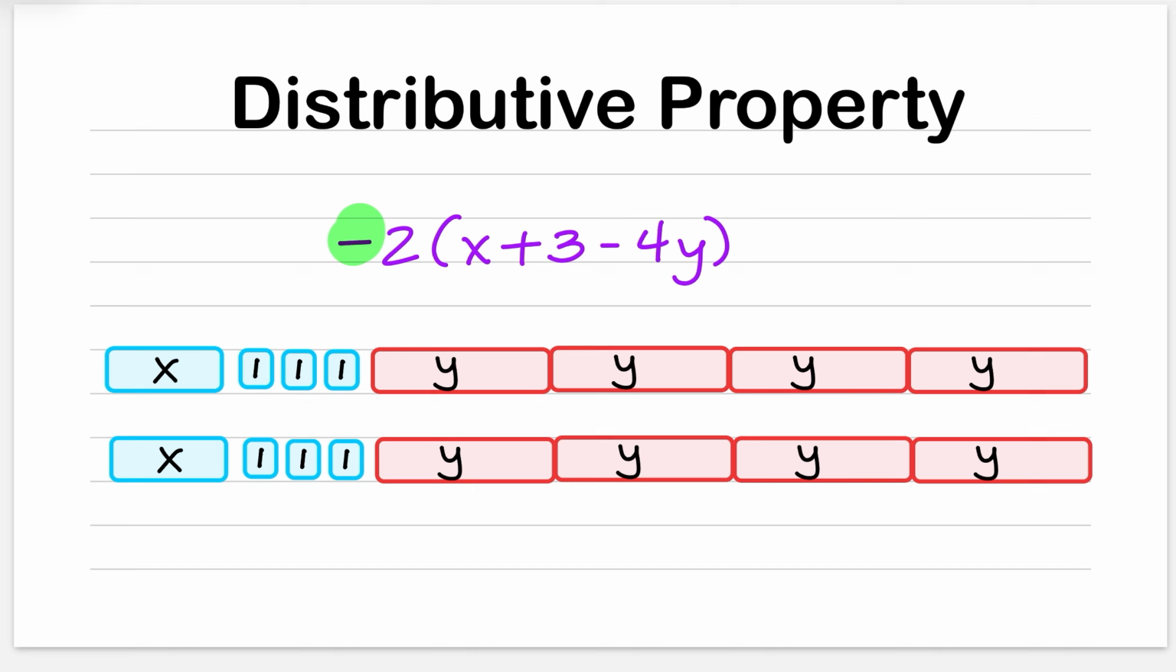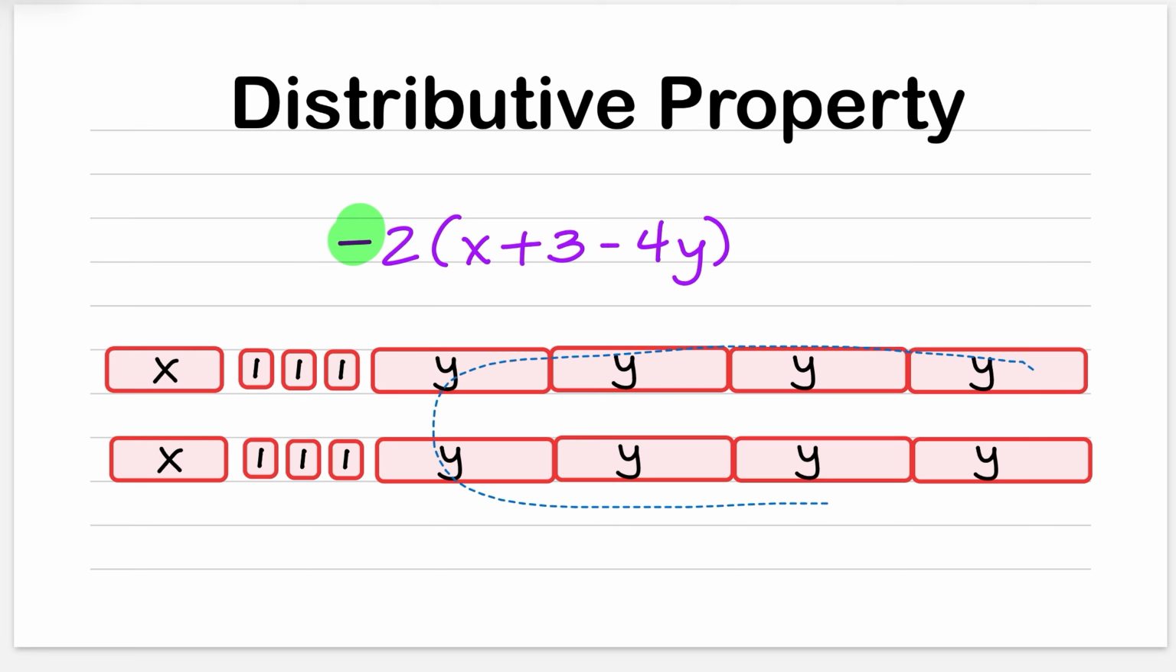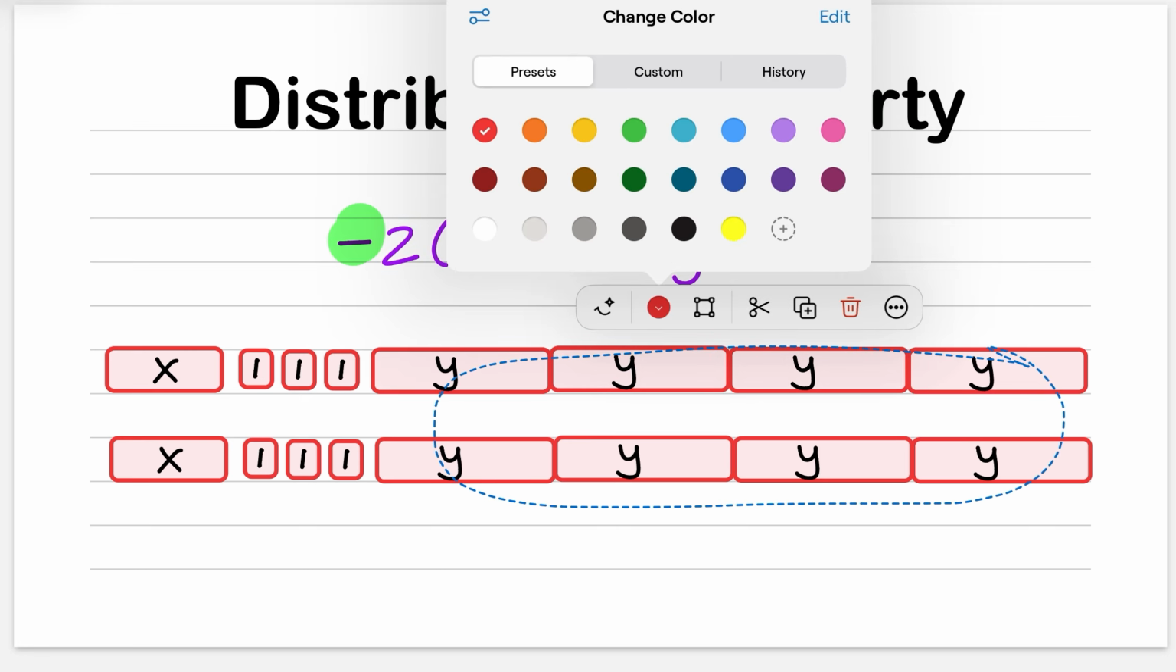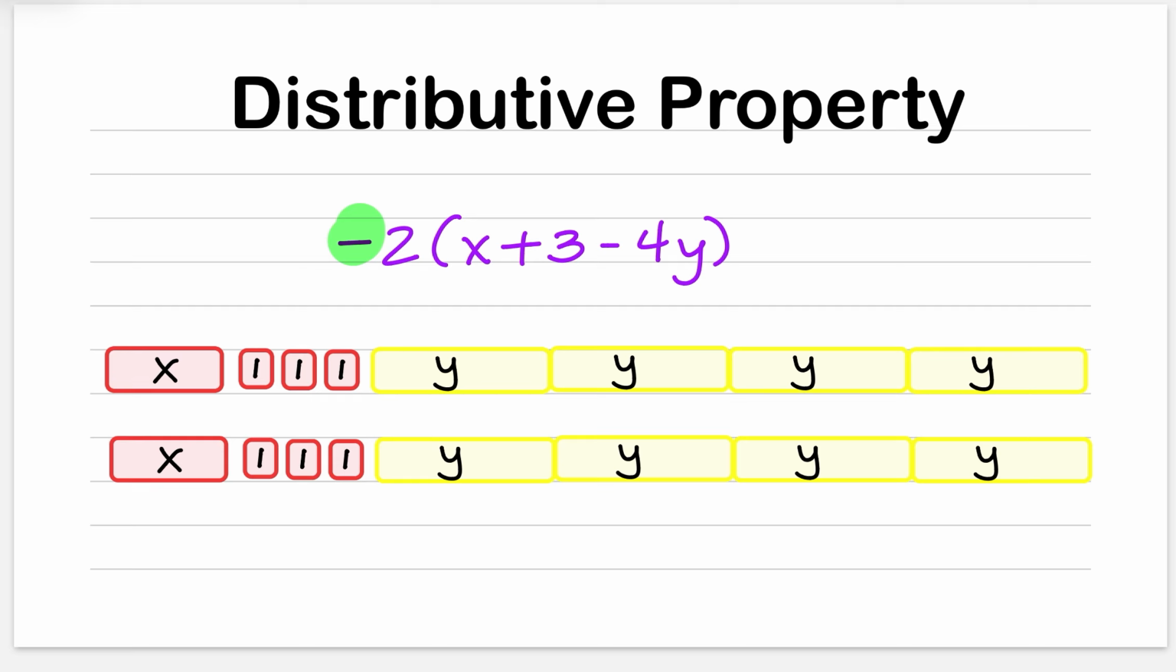We have to change each of these. So instead of being positive, they're going to become negative. Instead of all of the y's being negative, they are now going to become positive. So if you notice, the x started out positive, became negative. The constant started out positive, became negative. The y started out negative and became positive.